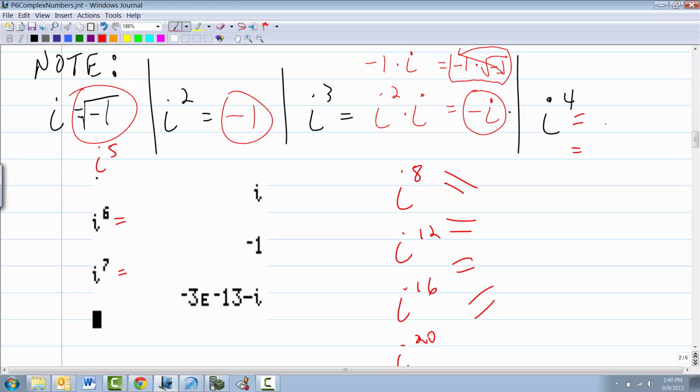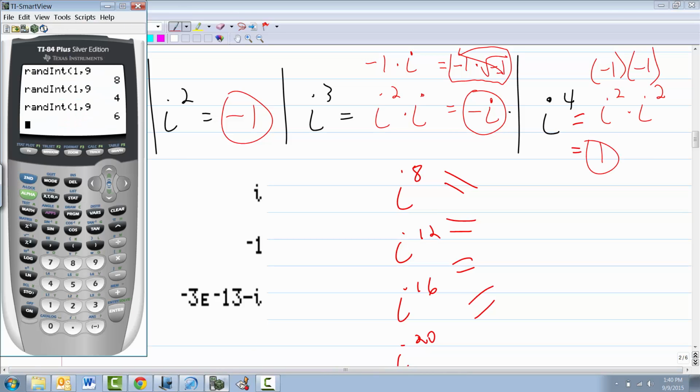And then what's i to the fourth? Well, i to the fourth is i squared times i squared. Hey, everybody, what's i squared? Negative 1 still. What's negative 1 times negative 1? 1. And you can go to your calculator and actually type these things in.